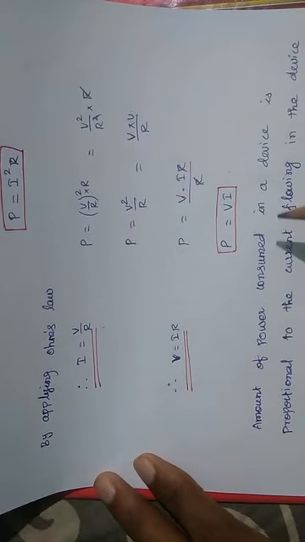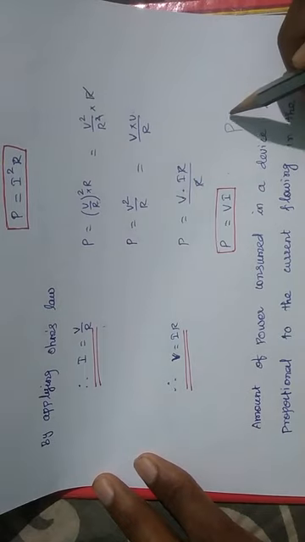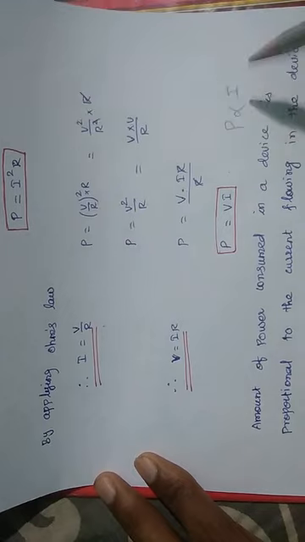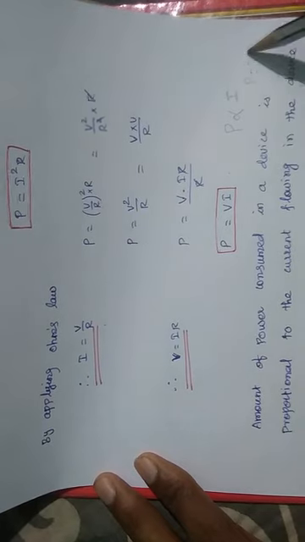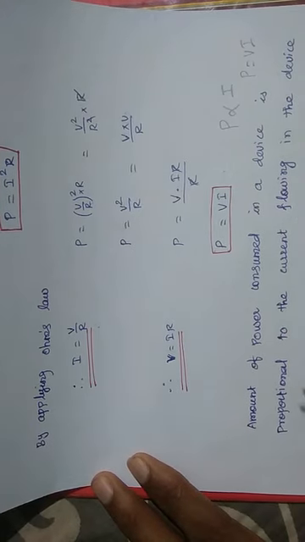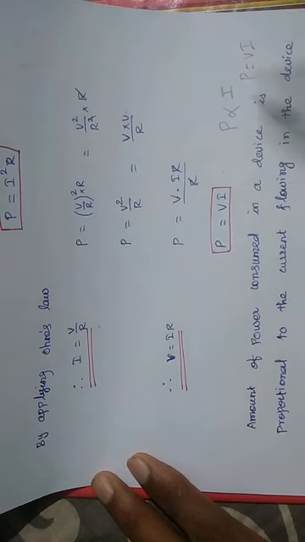So from this definition, what we can conclude is that the power in any electrical circuit is directly proportional to I. When you remove the proportionality constant, P will be equal to V into I. This is the expression you will get. The amount of power consumed in a device is directly proportional to the current flowing in the device. This is the definition we are getting from this.